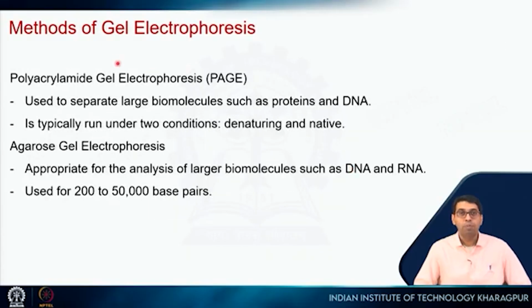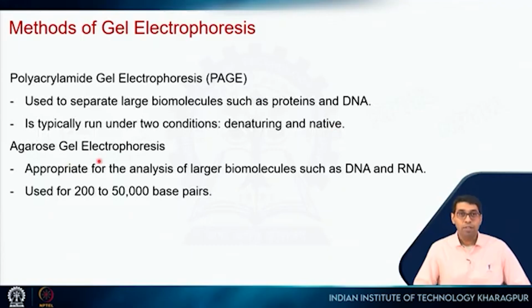Okay. So there are two major matrices that we use, polyacrylamide gel and agarose gel. Polyacrylamide gel is used to separate large biomolecules like proteins and DNA, and it typically runs under two conditions, denaturing and native. Today I am going to discuss only denaturing gel, and I will talk about native PAGE when I talk about protein ligand interaction.